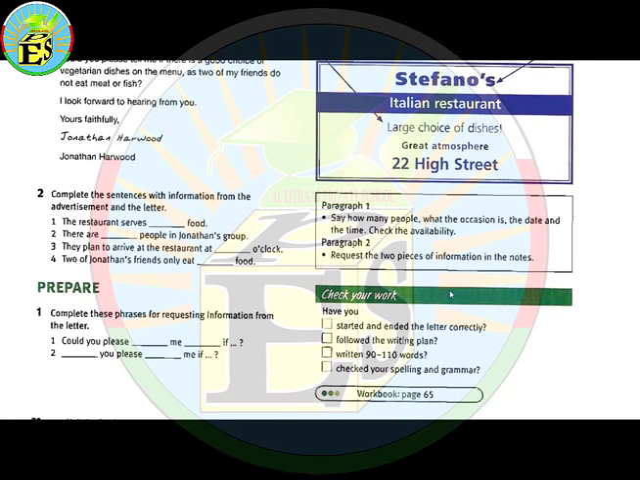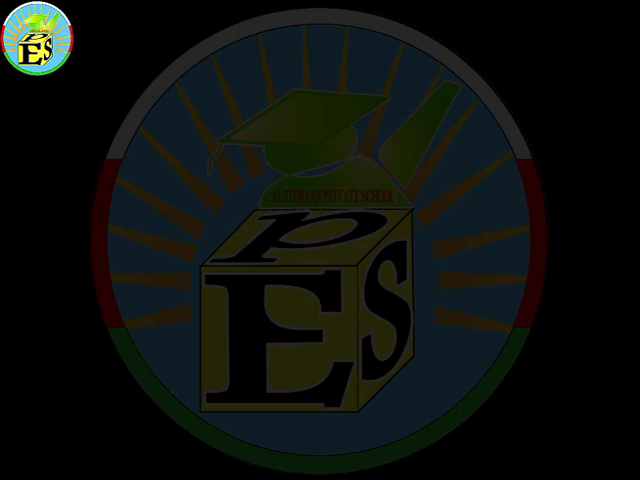And that's really it for today's lesson. Of course, you have to check these points while you are writing your formal letter. All the best.